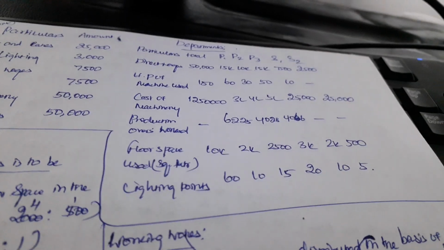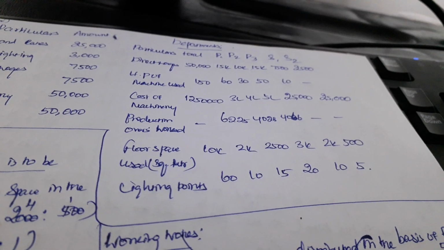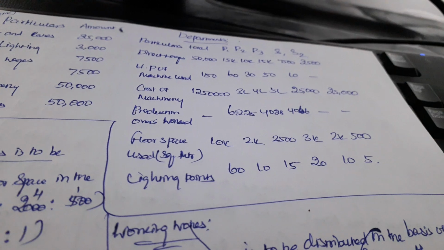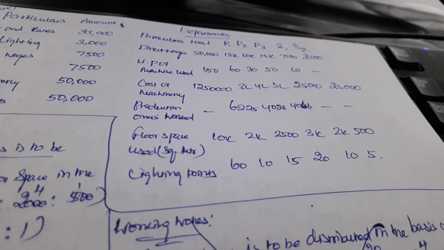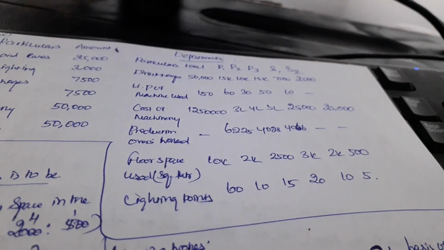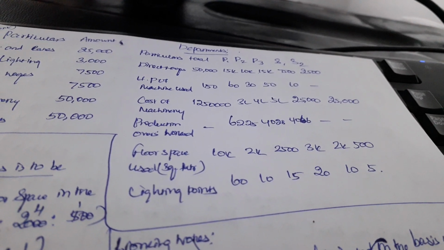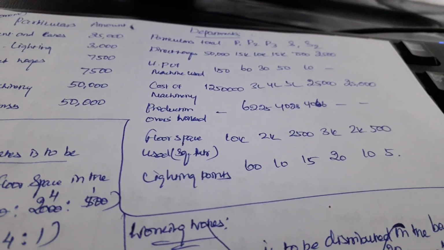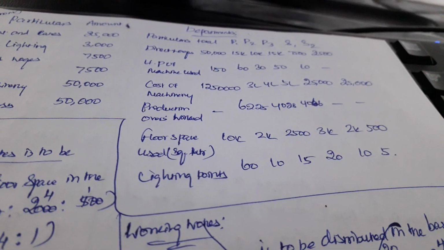You have been given some departments here: production 1, production 2, production 3 departments, and service departments S1 and S2. Some information is given in the problem. First we have to look at the working notes.